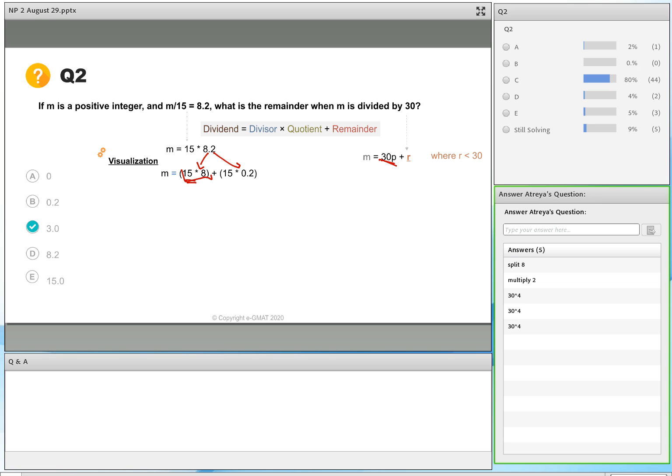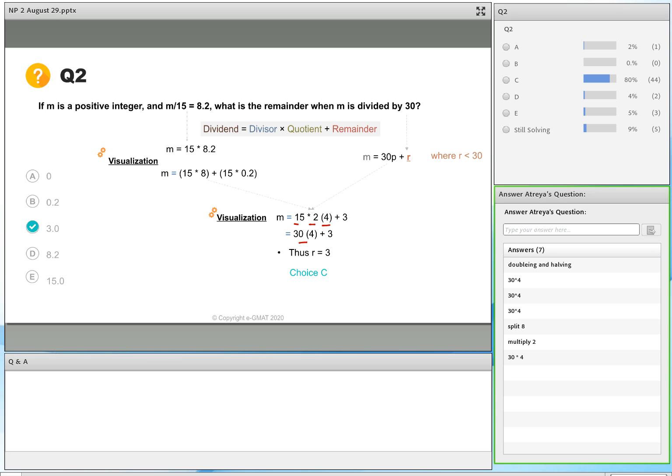Absolutely correct. You take a 2 out from that 8, right? You take a 2 out from that 8 because to convert a 15 into a 30, you need a 2. The only place from which you can take a 2 out is 8. So you do that. Perfect. So what you do is you write 15 times 8 as 15 times 2 times 4.